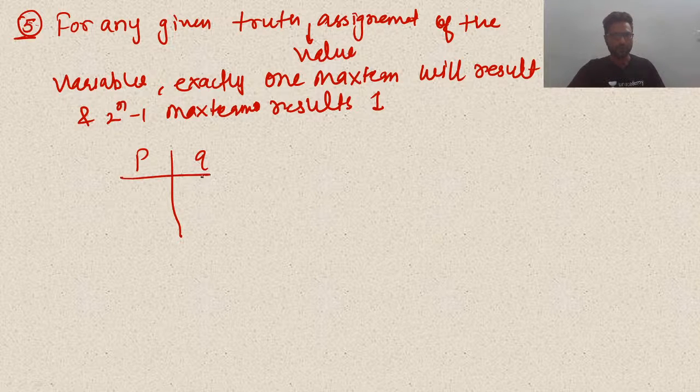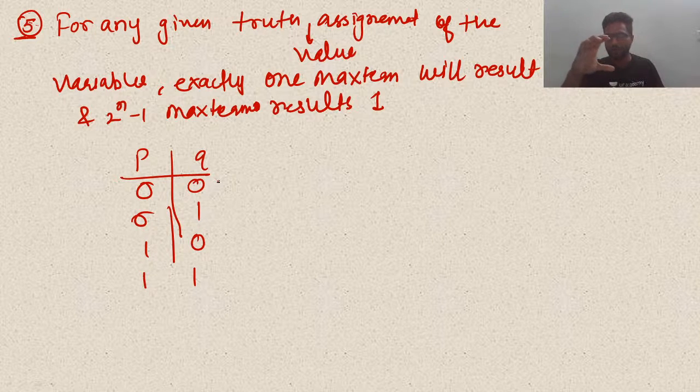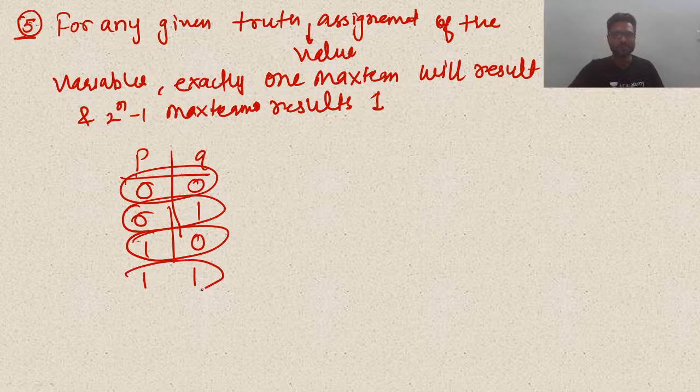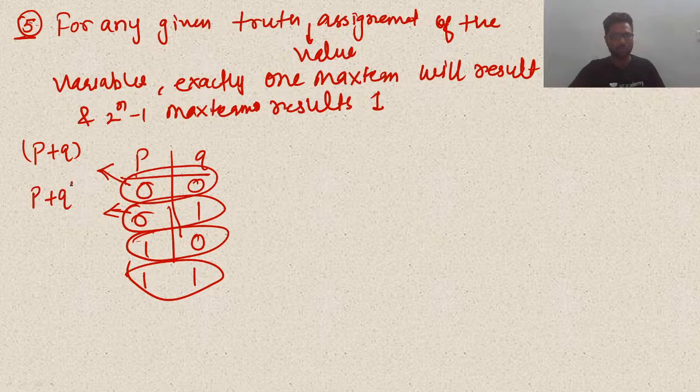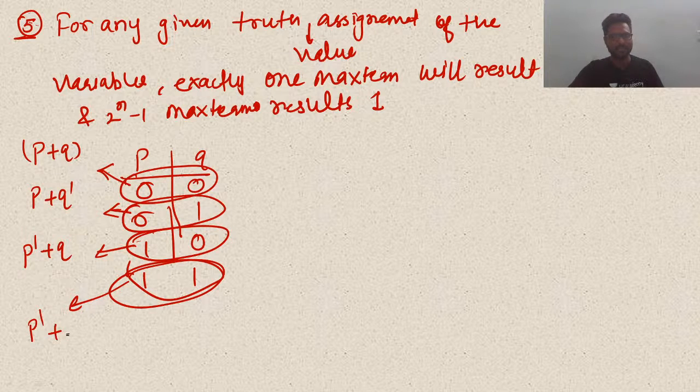Let's say PQ, with values 0 0, 0 1, 1 0, 1 1. Let us assume that the output or truth value of all these rows is equal to 0. So we can call all these max terms. We can represent the first one as P plus Q. The second max term can be written as P plus Q dash. The third max term can be written as P dash plus Q. And the fourth one can be written as P dash plus Q dash.